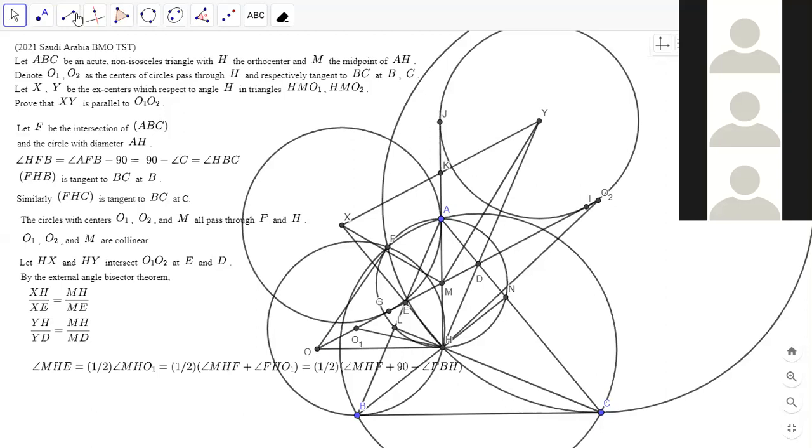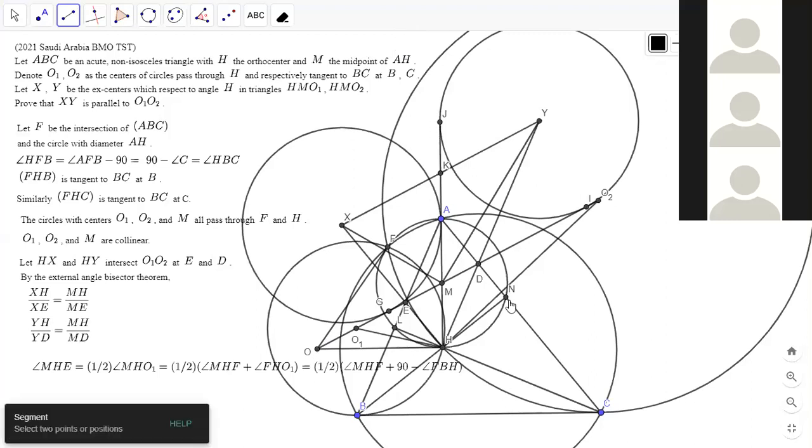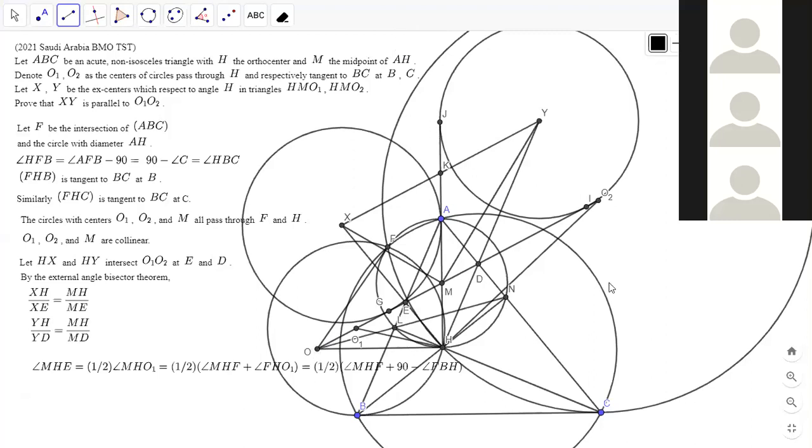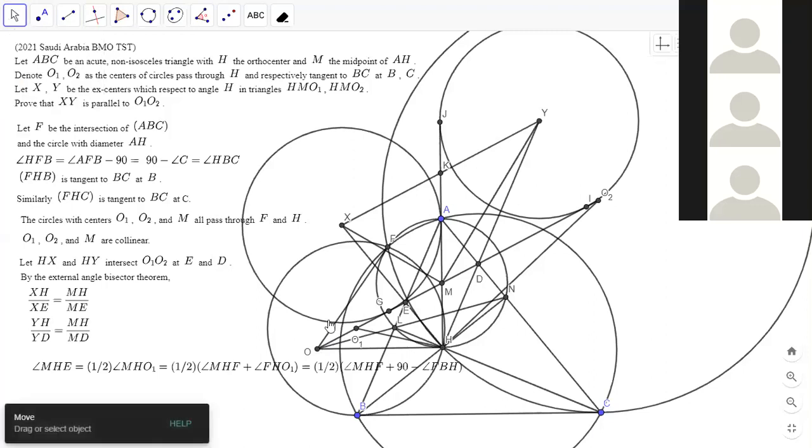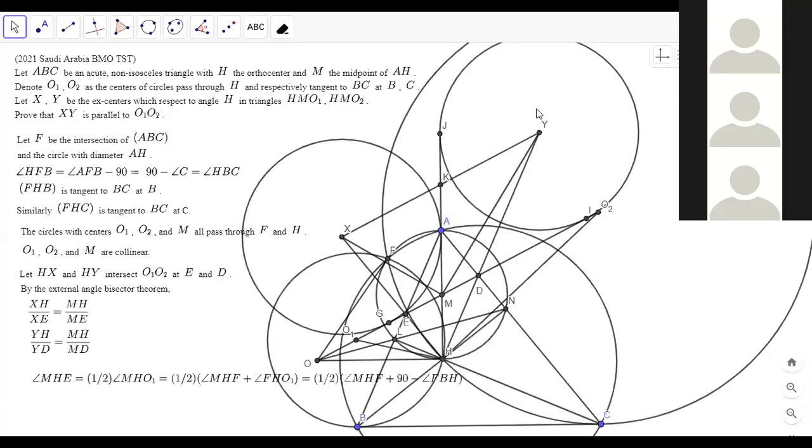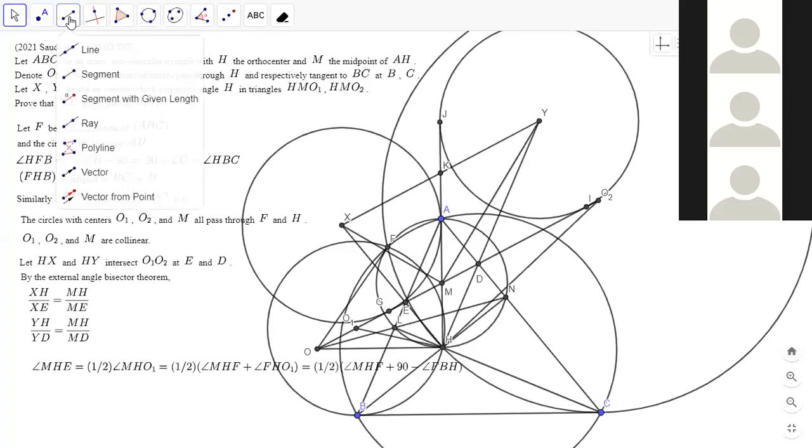Oops, I accidentally erased this. So FHLN is harmonic. Oh yeah, hi, Michael. I think I've solved it. Yeah, we're just overkilling it now. It is really simple.